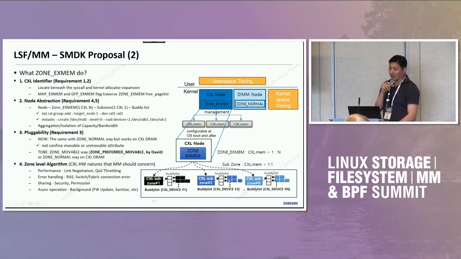But I thought this part can be replaced by the working system, a working memory device and host bridge. I think this part can be replaced by or coexist with the proposal. So basically it is not the scheduling of tasks, but we are talking about how to aggregate the CXL memory capacity or bandwidth.